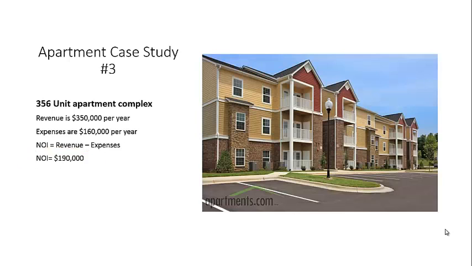Okay, we look at apartment case study number 3. We have a 356 unit apartment complex. Our revenue is $350,000 per year. Our expenses are $160,000 per year. And remember our formula, which is NOI equals revenue minus expenses. So we subtract the $160,000 per year from $350,000 per year revenue, and our net operating income would equal $190,000 per year.